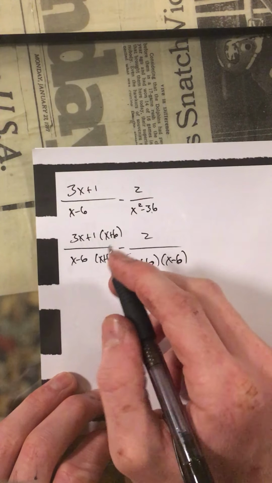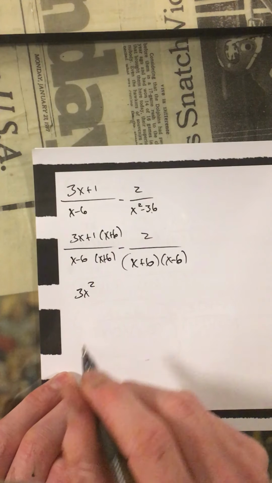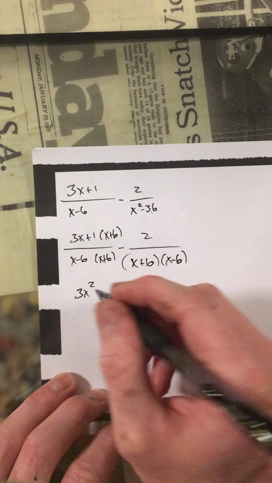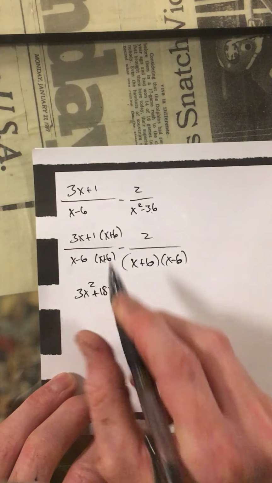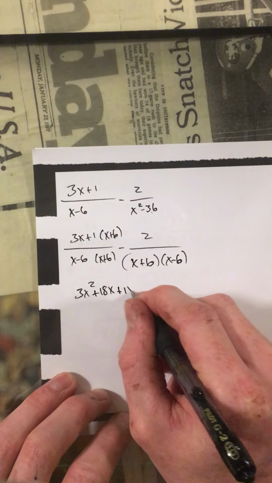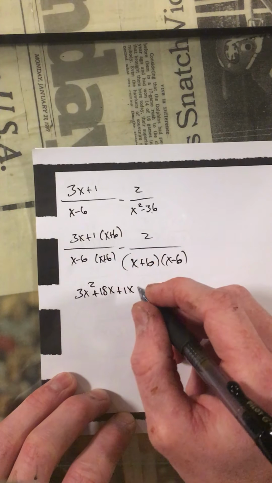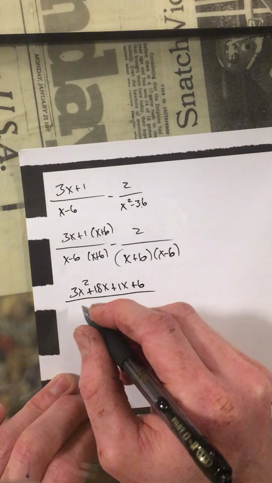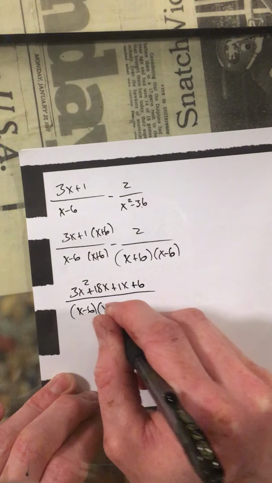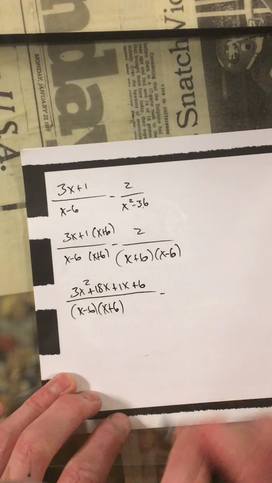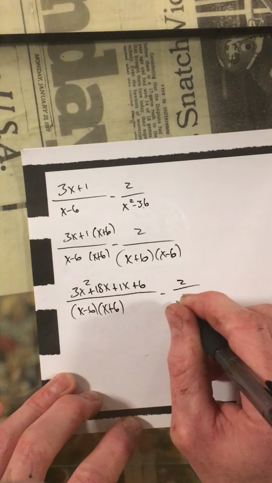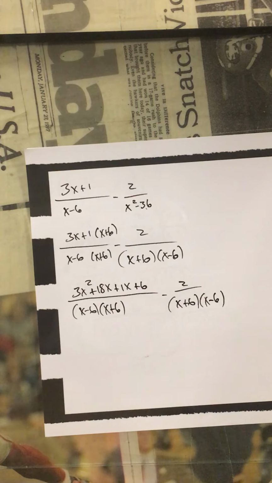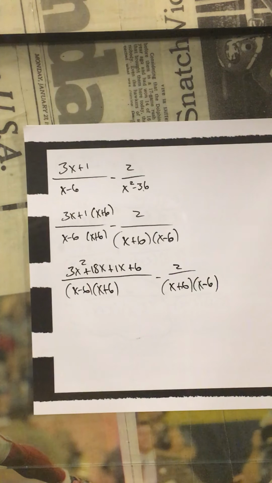So 3x times x gives me what? 3x squared. 3x times 6 gives me, what's that? 18x, plus 18x. 1 times x gives me 1x. 1 times 6 gives me plus 6. Geez, that's big. Over x minus 6 times x plus 6, minus 2 over x plus 6, x minus 6. All right, so now we have those common denominators created.